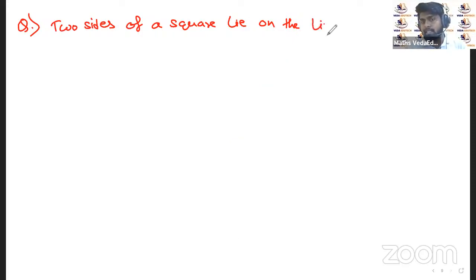Two sides of a square lie on the lines, and the equations are given, that is x plus y equal to 1, and another equation is x plus y plus 2 equal to 0. Then what is its area?